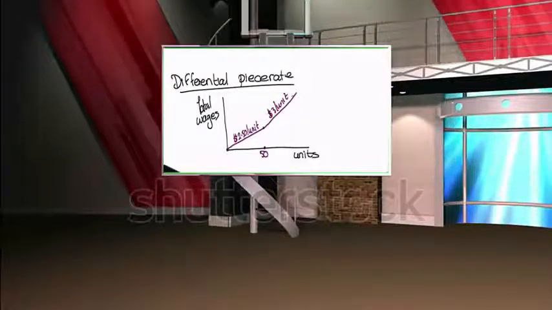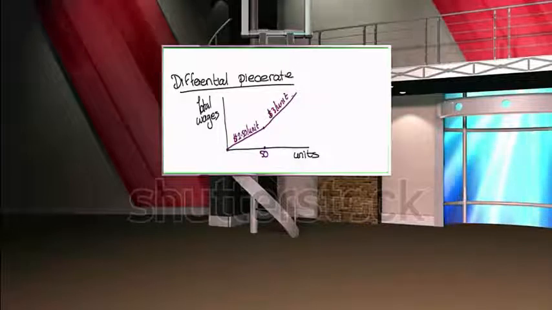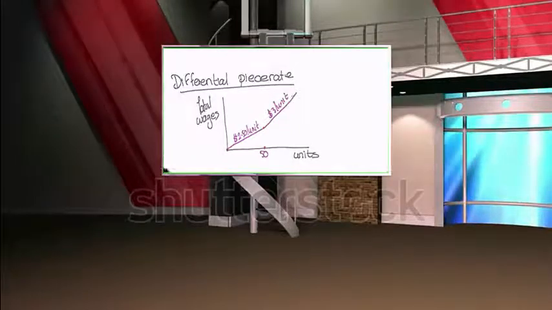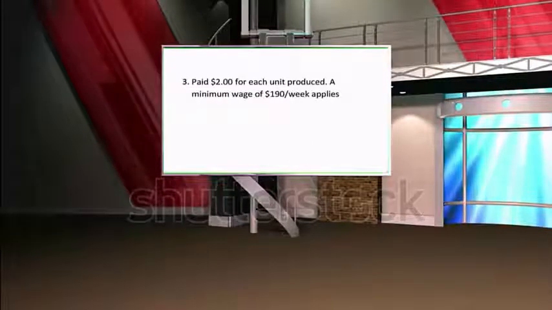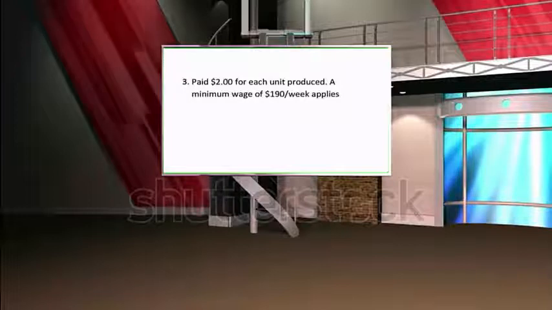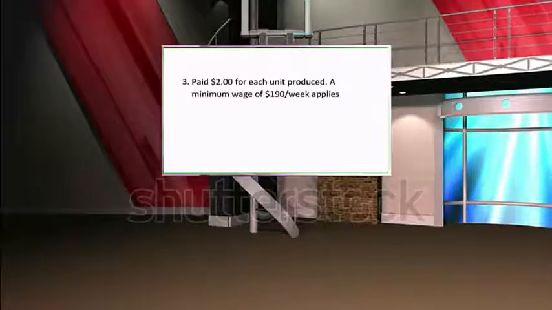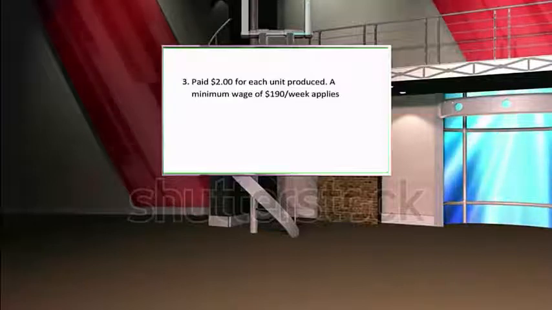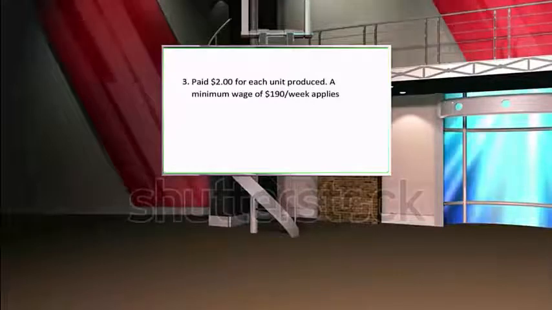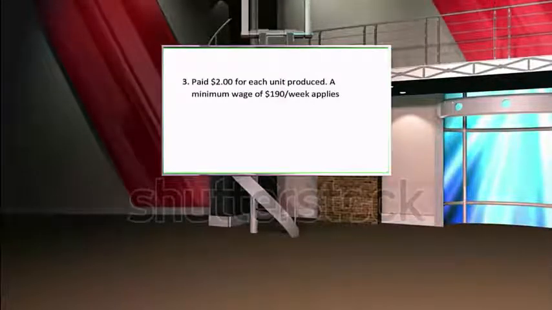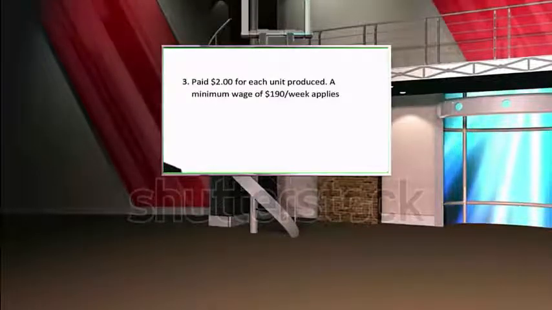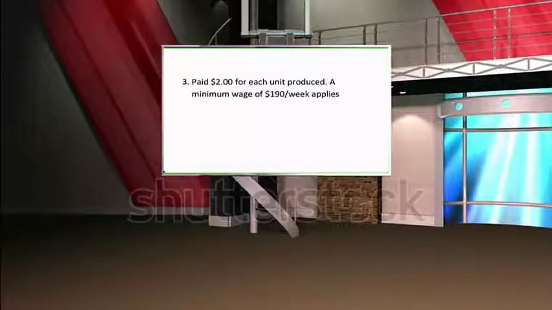The last thing we want to consider is what we do when we have a minimum wage in place, or how does this affect the cost behaviour. We're told then for this final individual they are paid $2 for each unit produced. However, a minimum wage of $190 per week applies. So no matter what, this person will always get at least $190. Now again, we want to consider what will their total wages be at a number of different levels of activity.